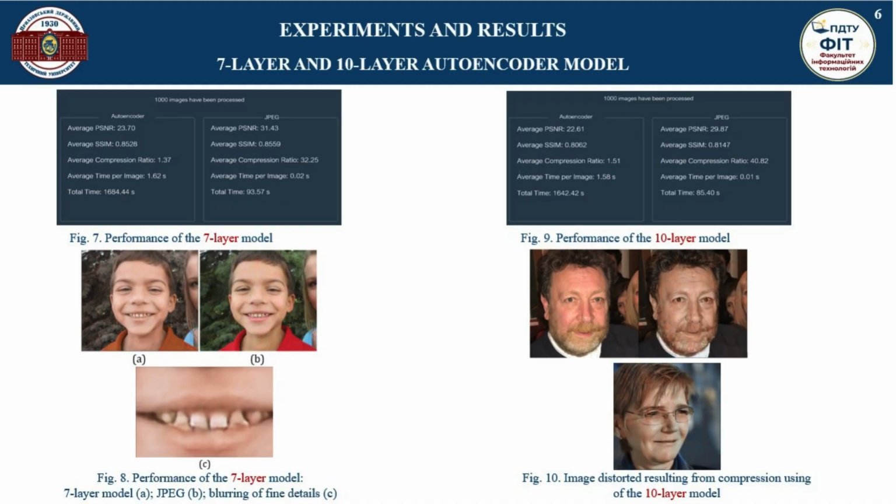Some finer details begin to blur, Figure 8C. Based on this observation, we can conclude that for images of size 128 by 128 pixels, using a model with more than 5 convolutional layers is not advisable. Next, we examine a case of significant overfitting with the 10-layer model. Figure 9. The SSIM is 0.8. Due to significant overfitting, the model generated artifacts as illustrated in Figure 10.